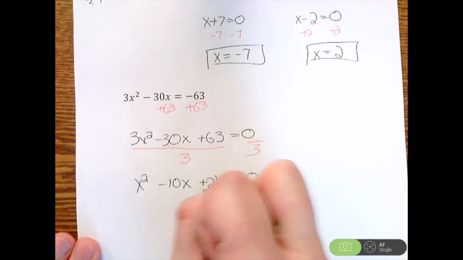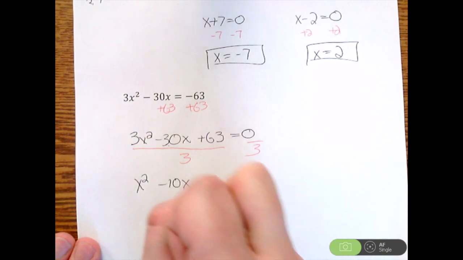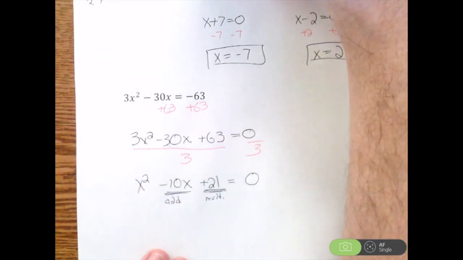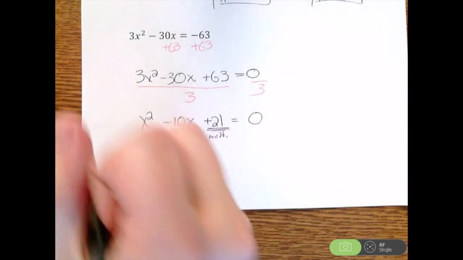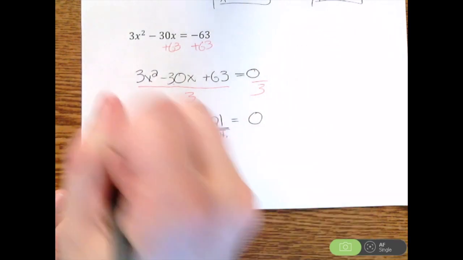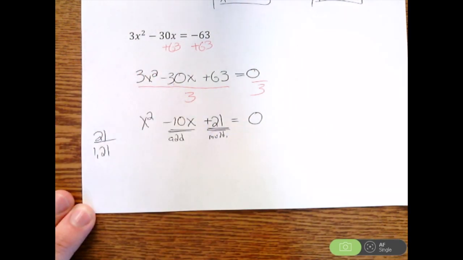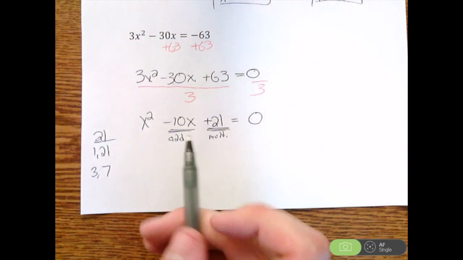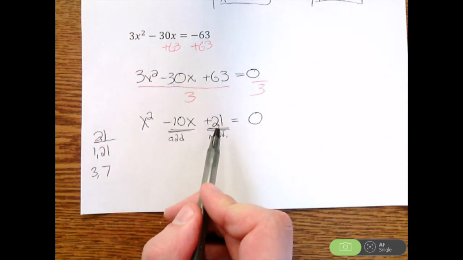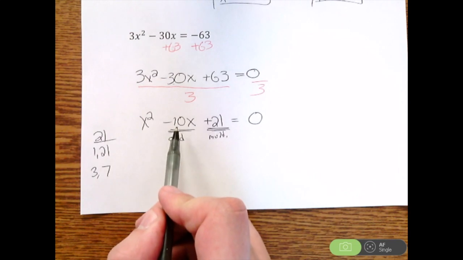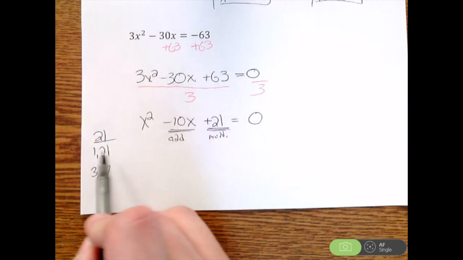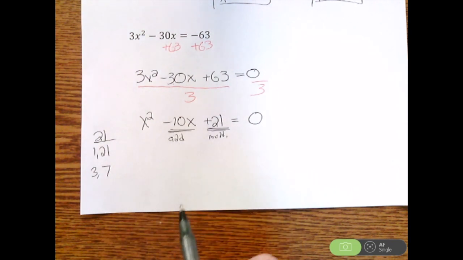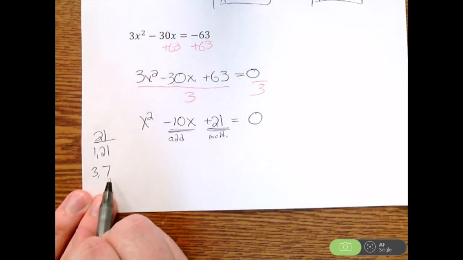I'm going to look for two numbers that multiply to 21. Those same two numbers need to add to negative 10. So again, it's very useful to try and make a list there. So numbers that multiply to 21. So 1 and 21, 3 and 7. So then I just have to think what pairs of numbers would multiply to positive 21, but then add to negative 10? So those numbers are going to be 3 and 7.